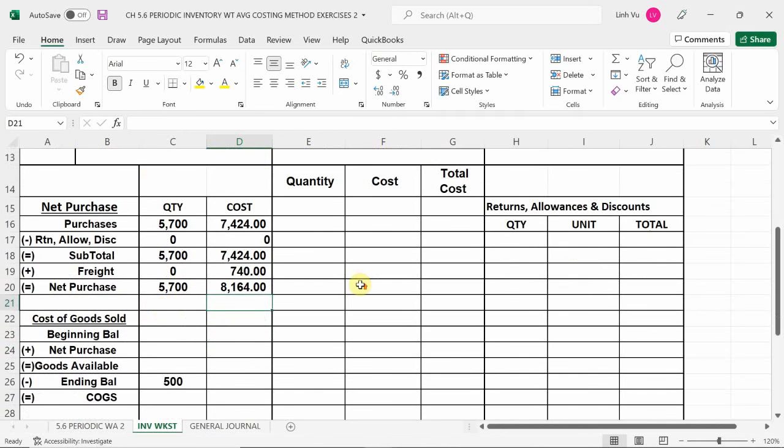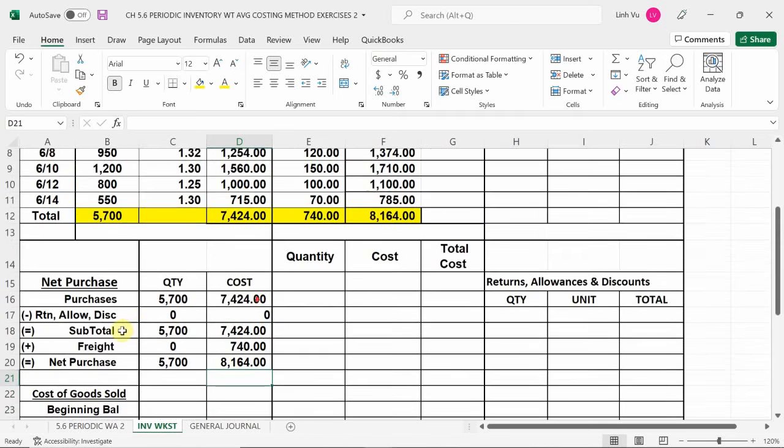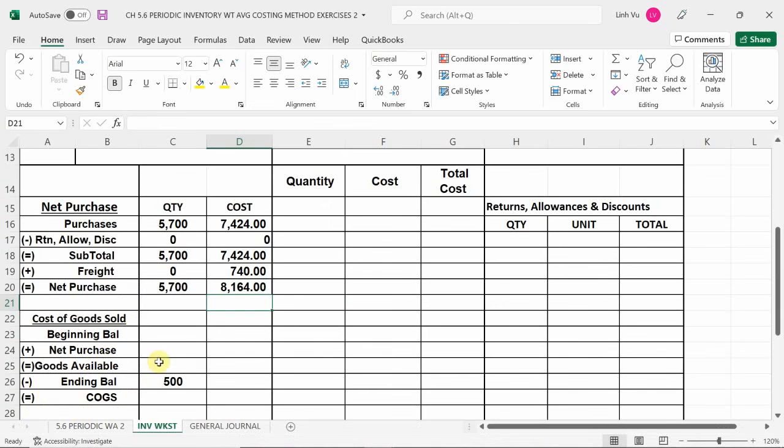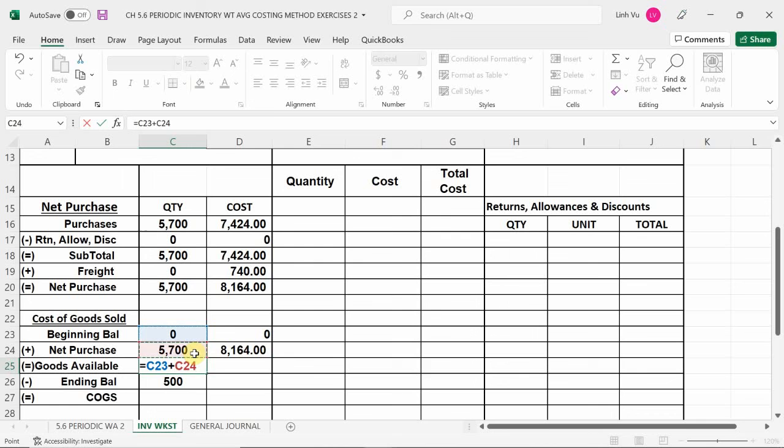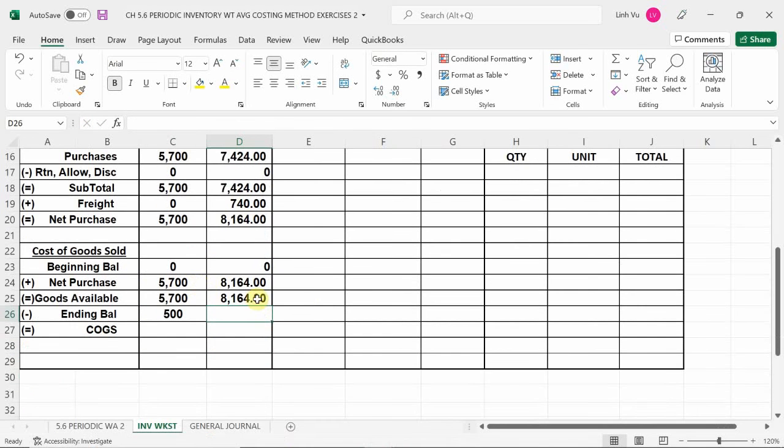So in this case, we have a total of 5,700 at a grand total of $8,164. Now for this example, we do not have any beginning inventory. So that means when we carry our net purchases down from above, our goods available is going to be equal to our net purchases. So there you go. I have my grand total goods available of 5,700 units at a grand total cost of $8,164.